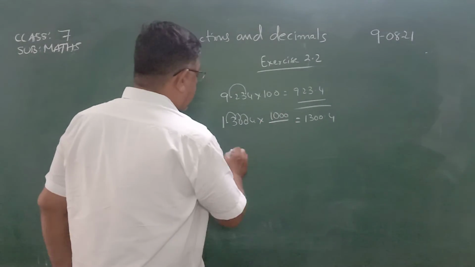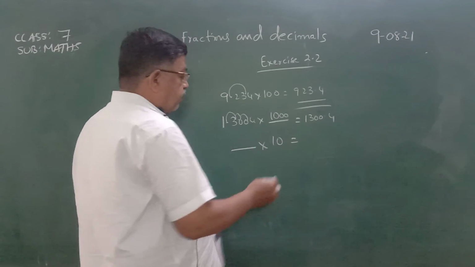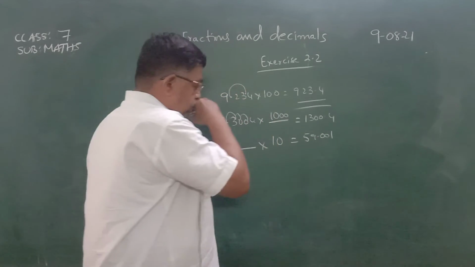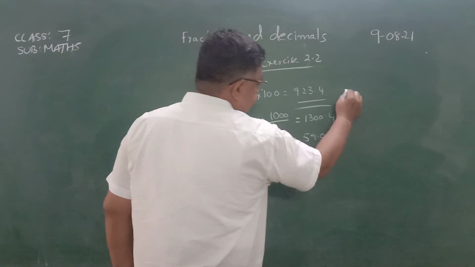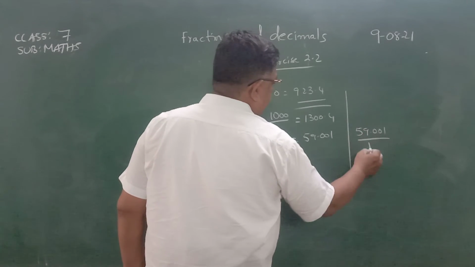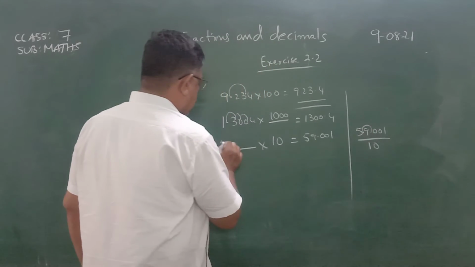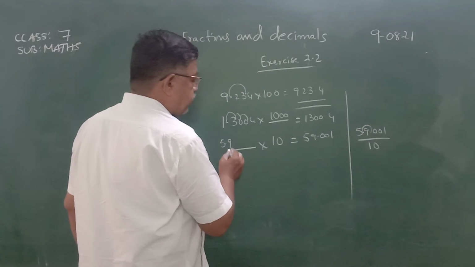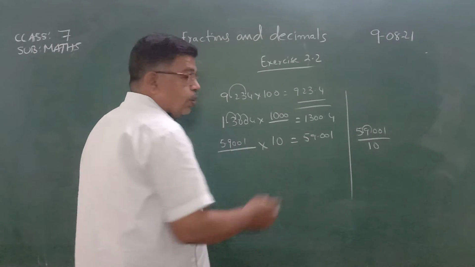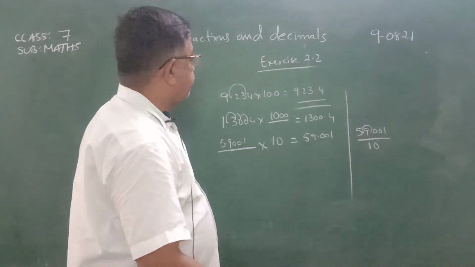And finally, dash into 10 is equal to 59.001. So here again make use of the rough column. 59.001 you divide by 10. Now the point moves 1 place towards left. You got the number in the blank is 5.9001, which is multiplied by 10 to give you 59.001.